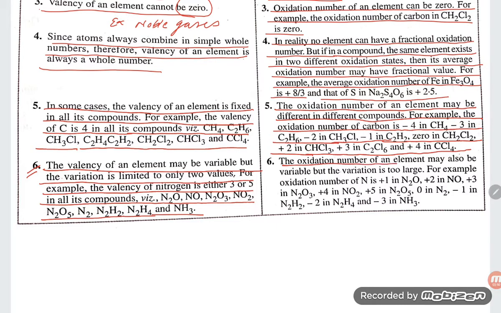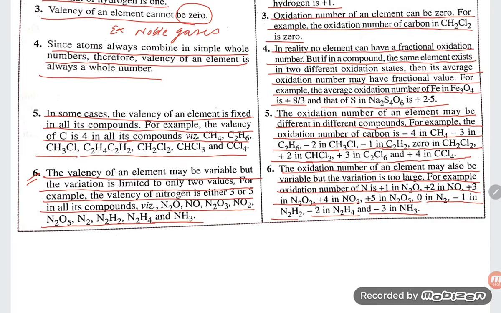The oxidation number of an element may also be variable, but the variation is very large. For example, the oxidation number of nitrogen is +1 in N2O, +2 in NO, +3 in N2O3, +4 in NO2, +5 in N2O5, 0 in N2, -1 in N2H2, -2 in N2H4, and -3 in NH3. So valency is limited to only two values, but oxidation number can have a large number of values.